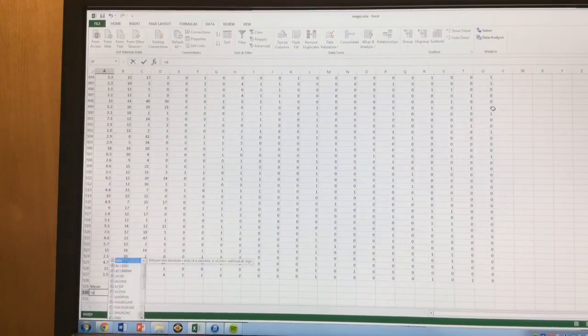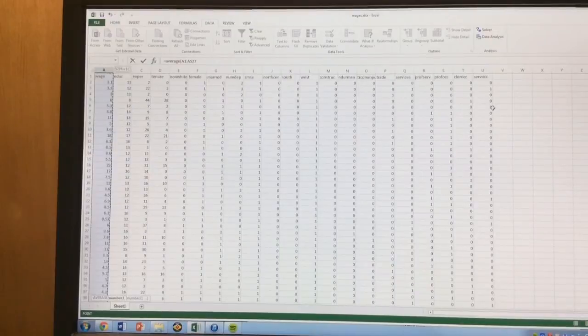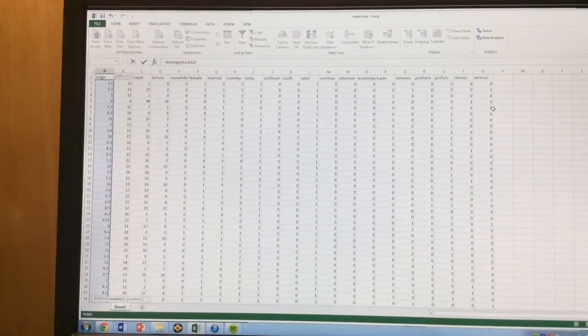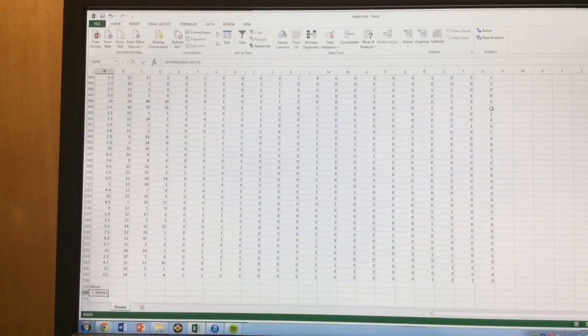To do that, I type equals average, and now I'm just going to highlight that whole column. If I hit Shift, Control, Up, it'll take me to the very top. I let go of Control while still holding down Shift and hit Down, and that highlights all of those. So this is the mean. In Excel, when we do average, it's calculating the mean.